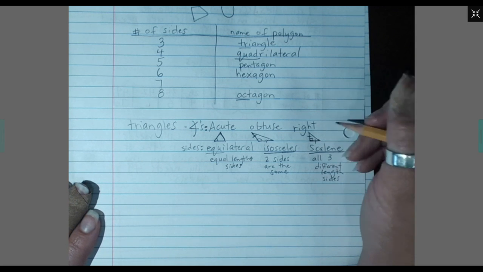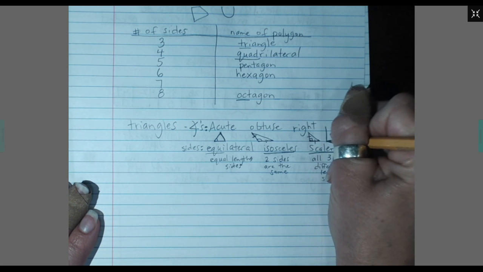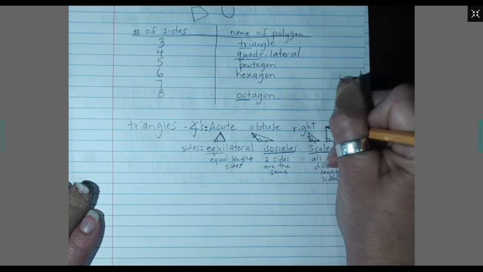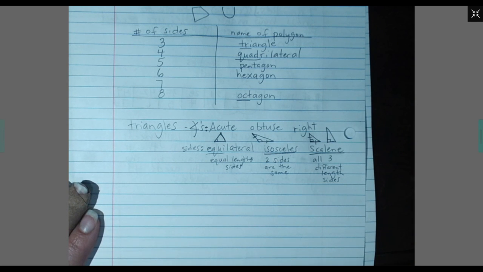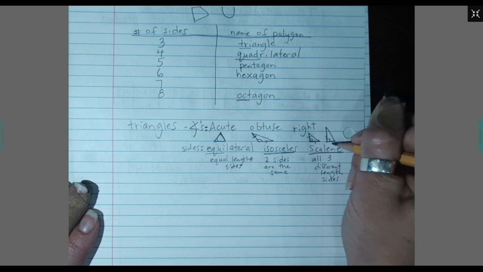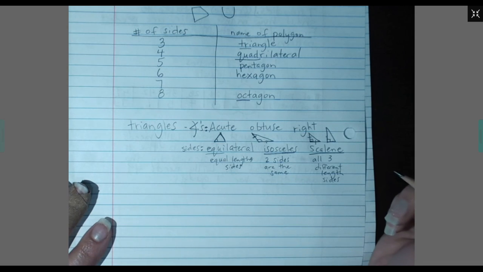Can we have a right scalene? Does that look like a right scalene? These two sides are different lengths. That's a different length, so therefore it's a right scalene. Can we have a right equilateral?